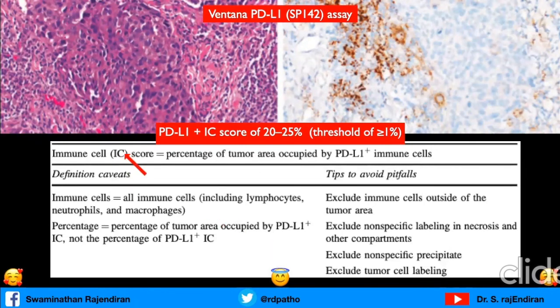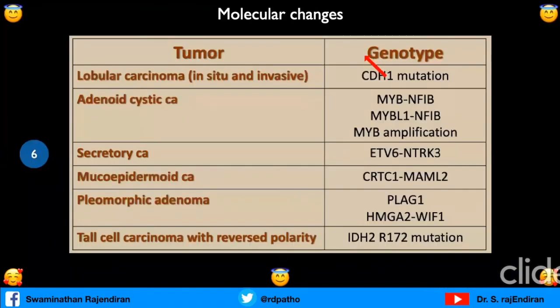Okay, here it is clearly given: immune cell score, percentage of tumor area occupied by PDL1 positive immune cells. We are not looking for PDL1 in tumor cells. We are looking for PDL1 staining in lymphocytes. And when the lymphocytes are positive more than 1%, we call it positive. Okay. Here the immune cell score is like 20 to 25%. So this is PDL1 positive. So they will respond to anti-PDL1 treatment.